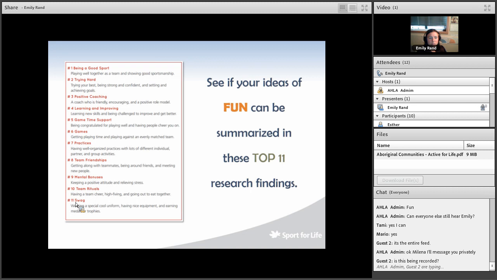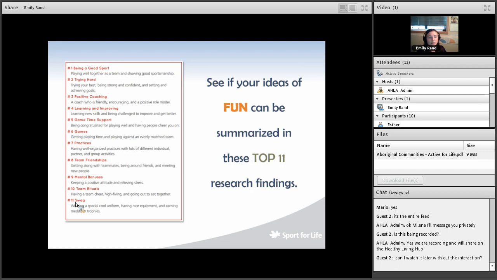Game time support, so being congratulated for playing well and having other people cheer you on. That can be really fun for people. Games, another point within there is getting playing time and playing against an evenly matched team. So if it is a sport, that there's even teams, so not one team is winning way more than the other. Practices, so having well-organized practices with lots of different individual, partner, and group activities.